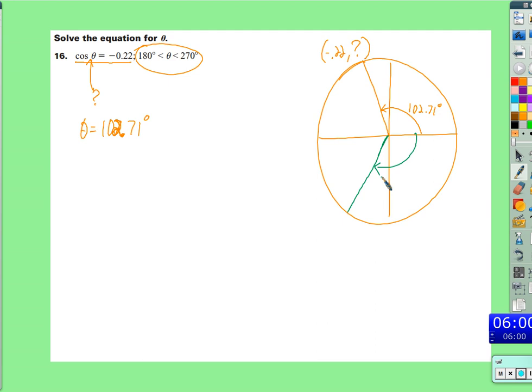This angle is between 180 and 270, so the angle measured would actually be this. How big would that be? Let's label that. That's how big that would be. But that's true. But then you want it to be between 180 and 270. So we have to figure out what this angle is.